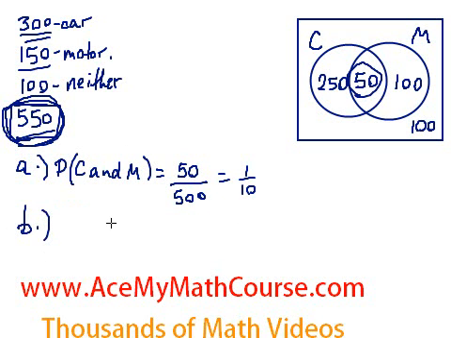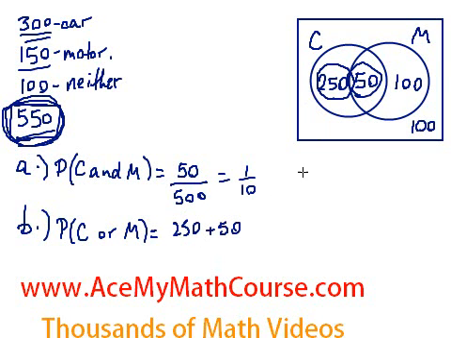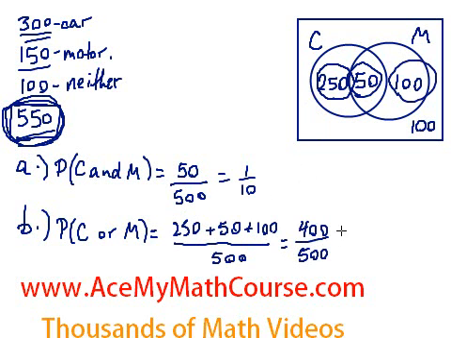Blanked out right there for a second. Question B: what is the probability that the person owns at least one type of vehicle, a car or a motorcycle? So this is actually P(C or M). And we're going to have 250 people that own a car, 50 that own both a car and a motorcycle, and 100 that own just a motorcycle, all over 500 people. And that's going to add up to 400 people out of 500, which is 4 out of 5.